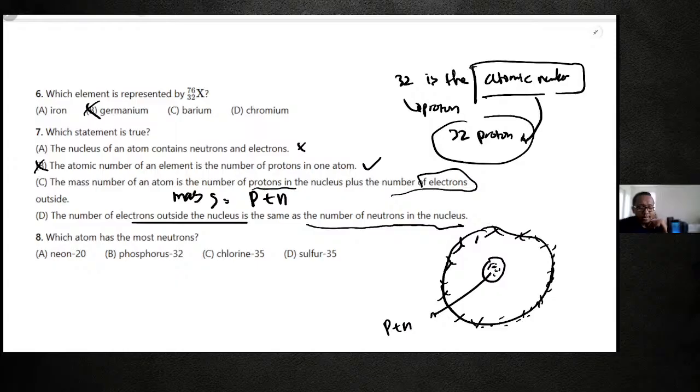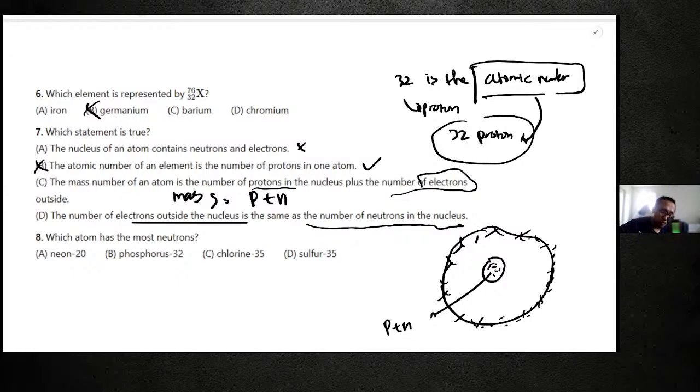Which atom has the most neutrons? How to deal with this question? We will subtract the atomic number, which is the proton number, from the mass number to get the neutron. So we need to do it one by one.